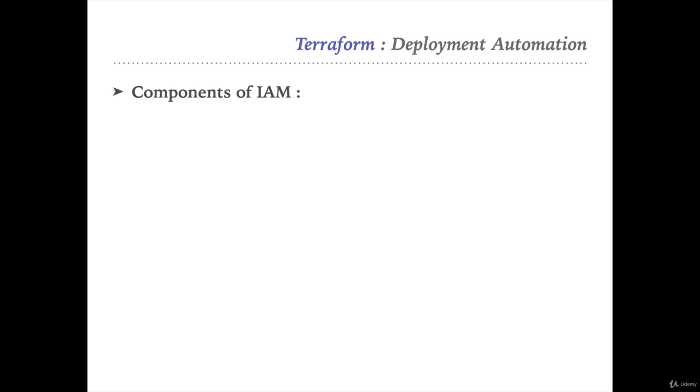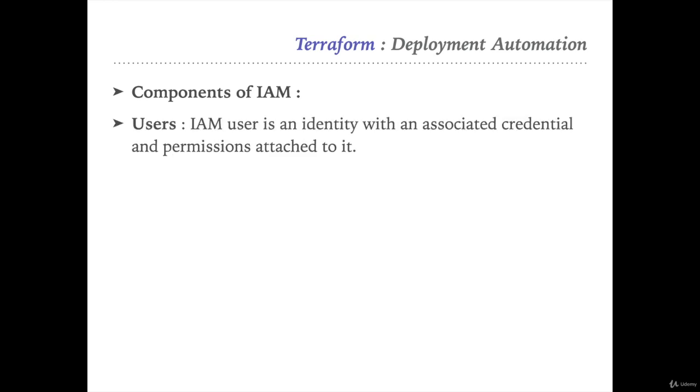Now let's discuss the components of IAM. What are the components of IAM in AWS? The first component of IAM is users. An IAM user is an identity with an associated credential and the permissions attached to it.